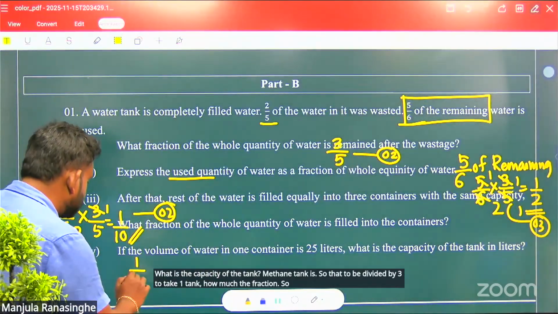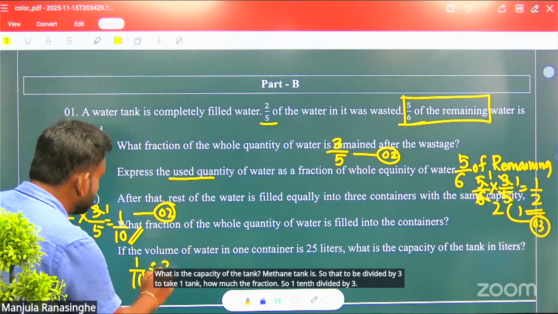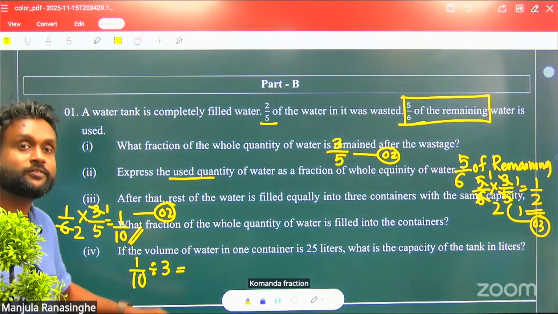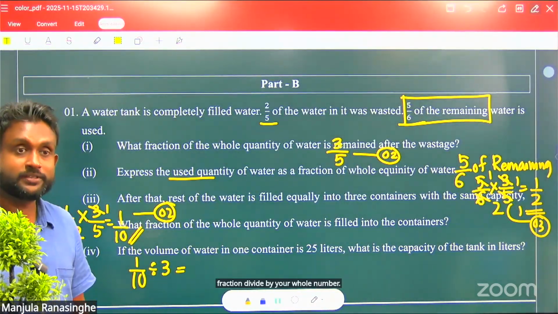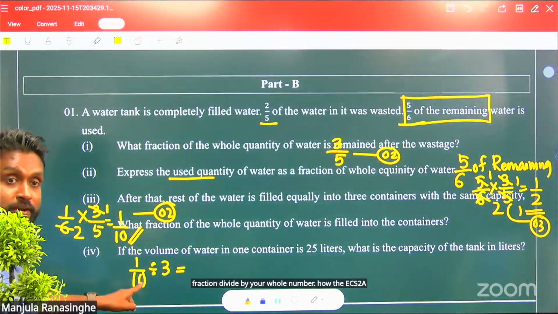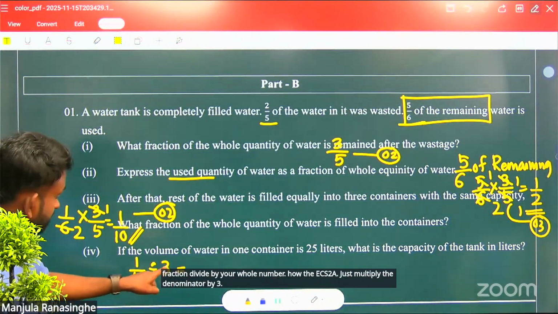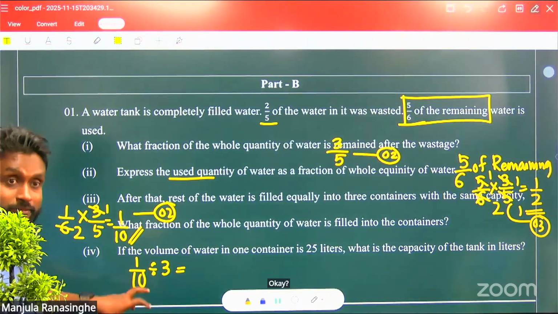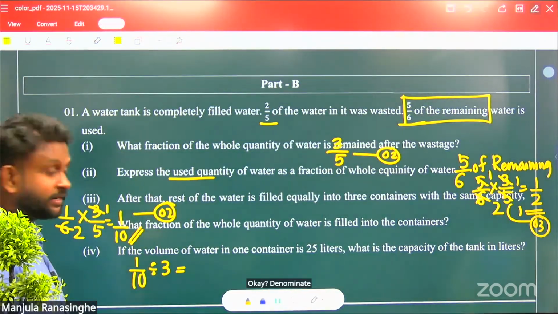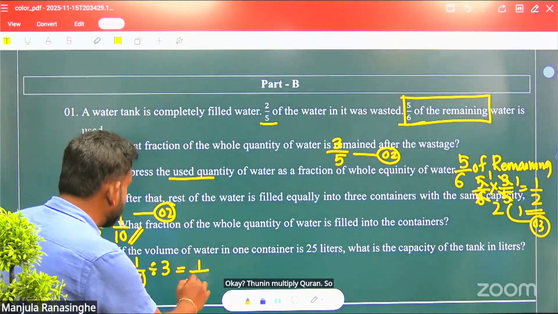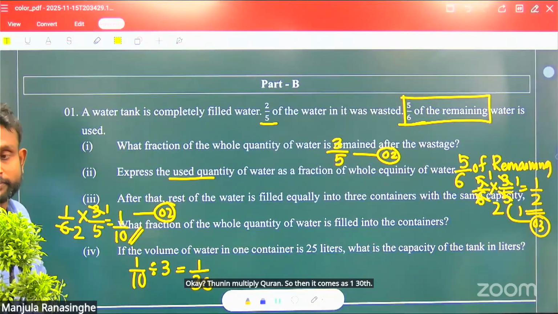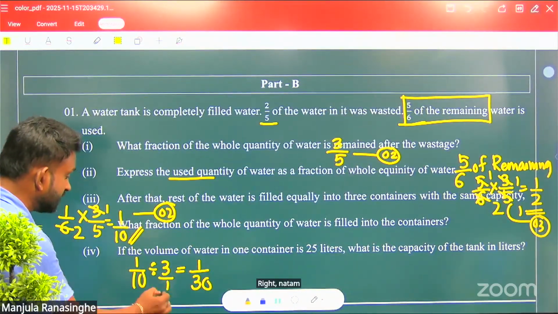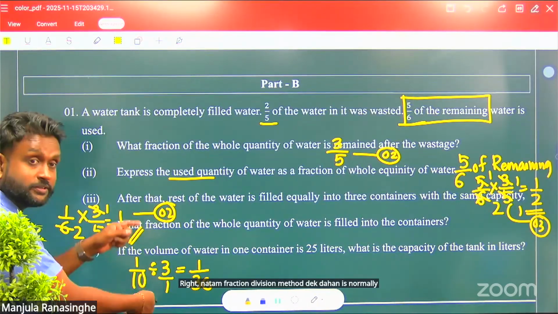So 1/10 divided by 3. How do we divide a fraction by a whole number? The easiest way is to just multiply the denominator by 3. So then it comes as 1/30th. Or you can use the normal fraction division method: 1/10 multiplied by the reciprocal.